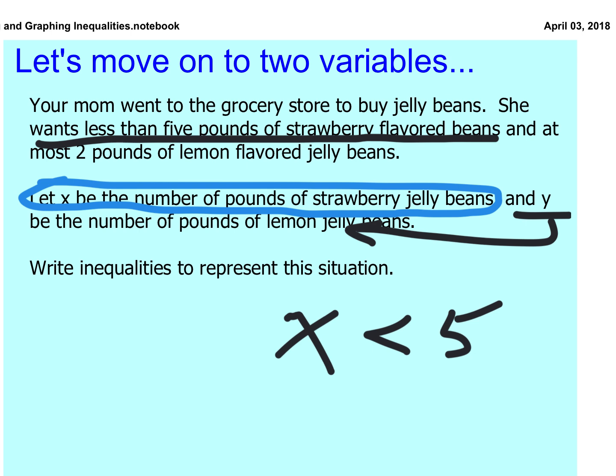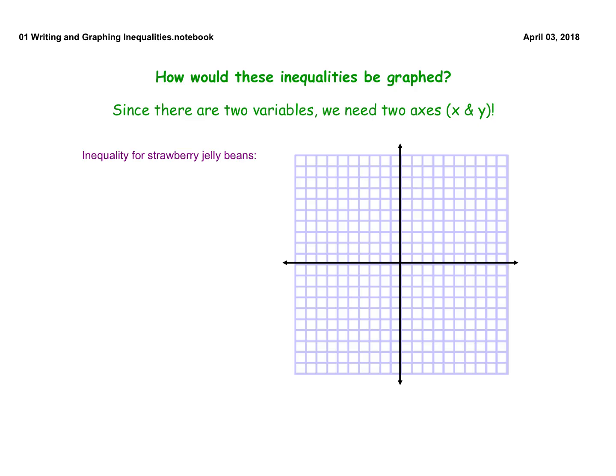At most 2 pounds of lemon. Why? At most 2. That one confuses people. Is that greater than or equal to or less than or equal to? At most. The most it can be is 2. Do you get that's really less than or equal to? At most. The most it can be is 2. So then it's really less than or equal to 2. All right, cool. And then we'd actually graph them.